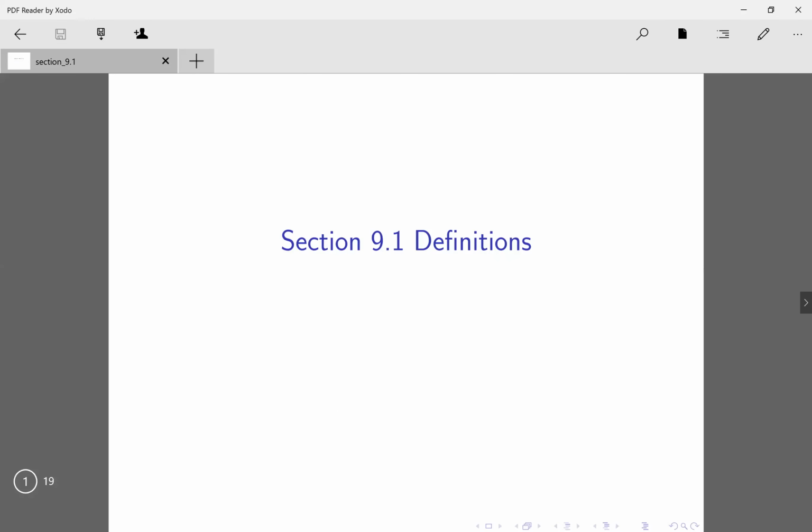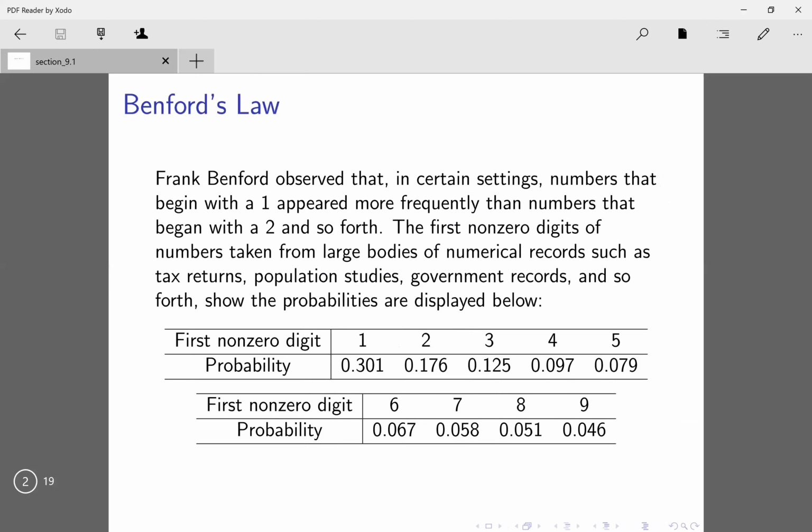Well, if you thought that they should appear with roughly even probability, you could be forgiven because that's what you might expect. You might expect that the leading digit should be a 1, a 2, a 3, a 4, or a 5, equal amounts of the time. However, if you thought that, you would be very wrong.